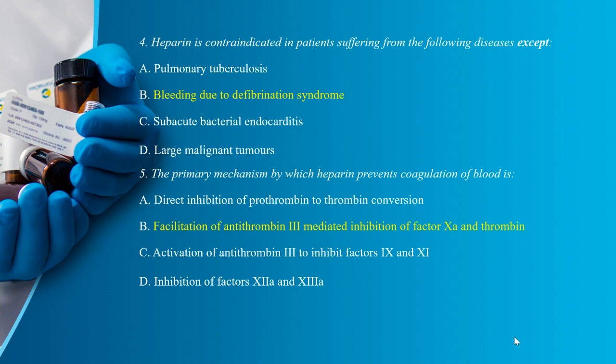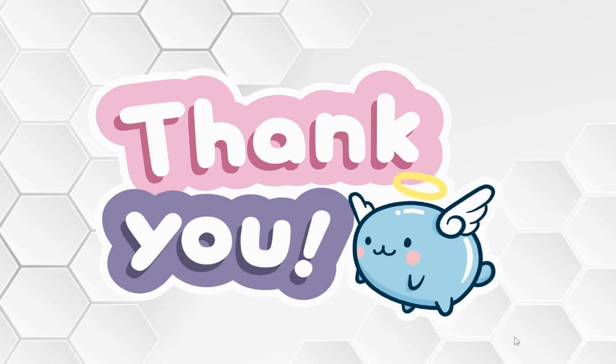Question number 5. The primary mechanism by which heparin prevents coagulation of blood: option A, direct inhibition of prothrombin to thrombin conversion; option B, facilitation of antithrombin 3 mediated inhibition of factor 10A and thrombin; option C, activation of antithrombin 3 to inhibit factor 9 and factor 11; option D, inhibition of factor 12A and 13A. So the correct answer is facilitation of antithrombin 3 mediated inhibition of factor 10A and thrombin. So, thank you.